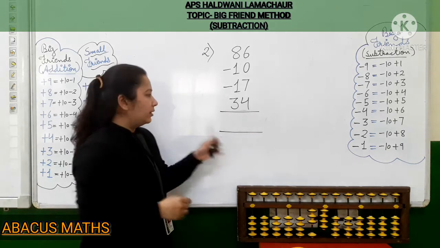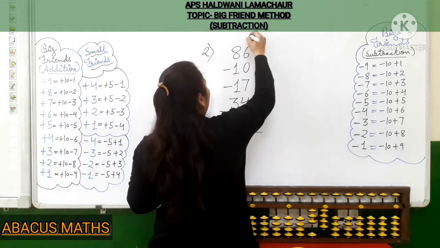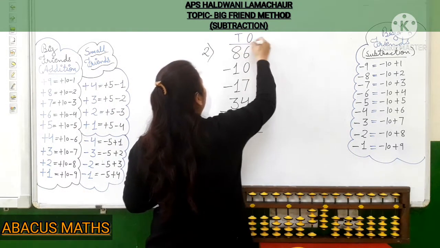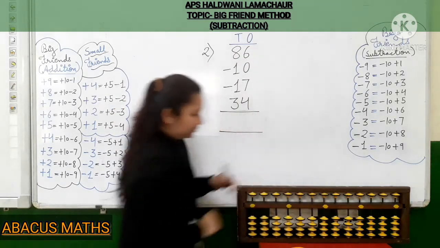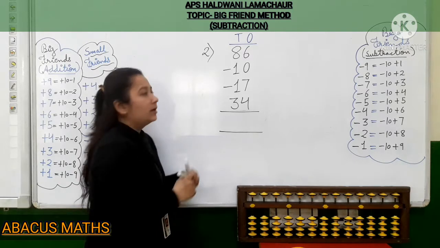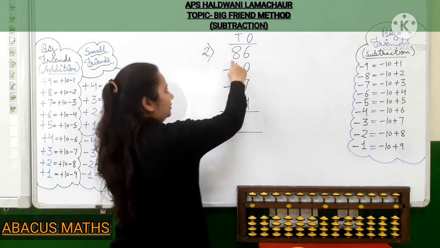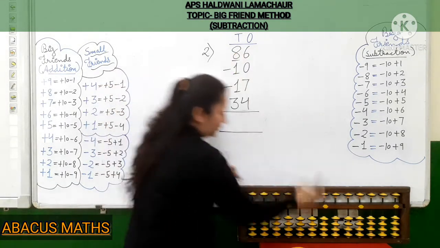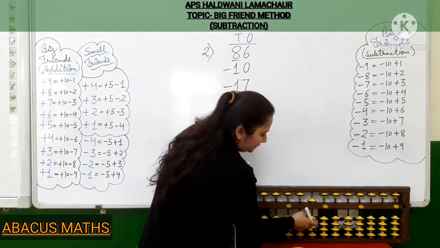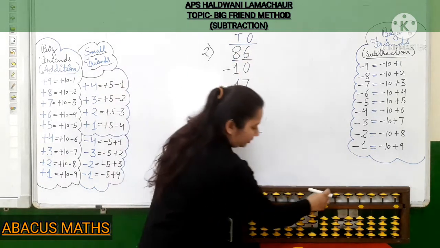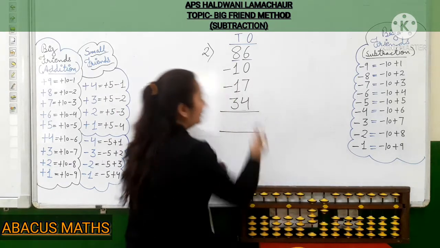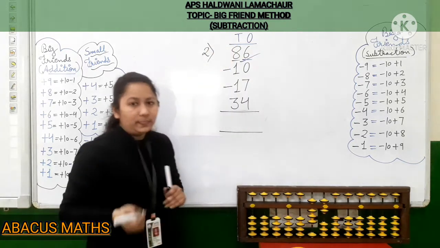Now kids, this is your second sum. As you know, the first will go in ones, second will go in tens. Set your tool, upper beads up, lower beads down. Now let's start. First of all, add this 8 in tens rod. 5, 6, 7, 8. Then this 6 in one's rod. 5, 6. And this 86 we have done.